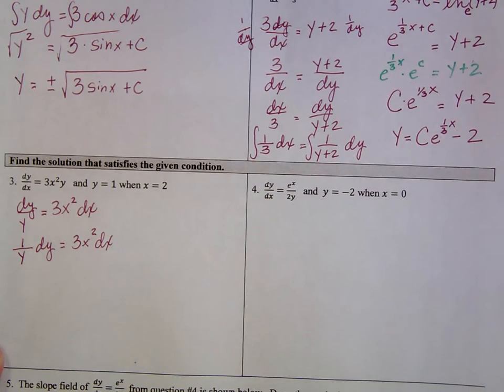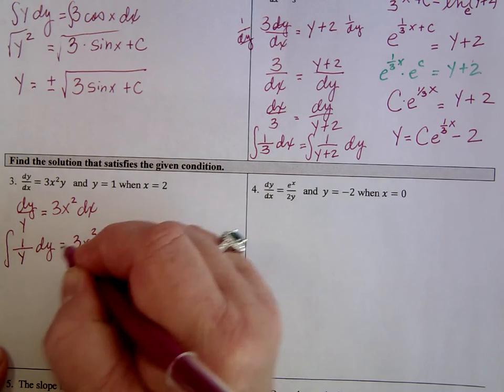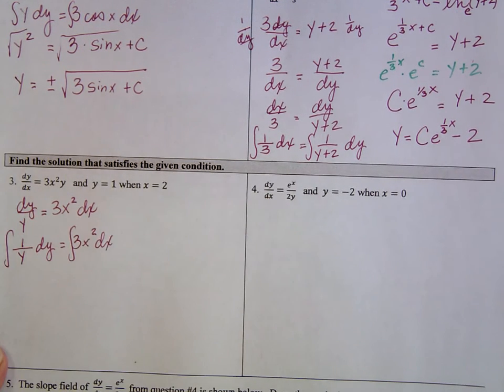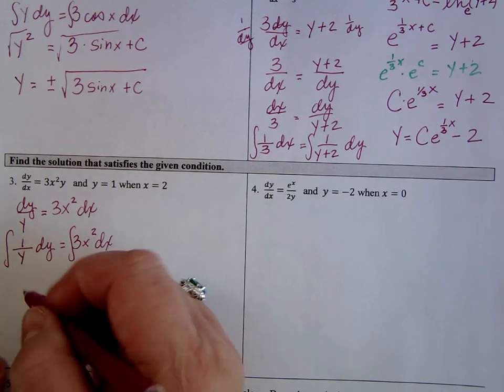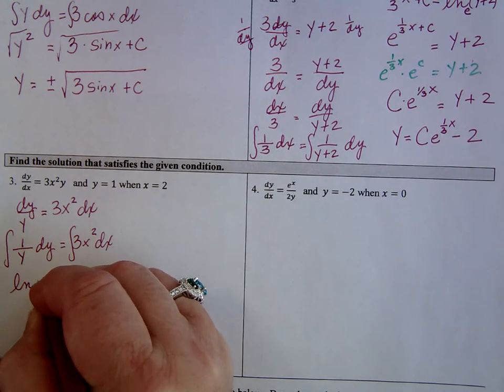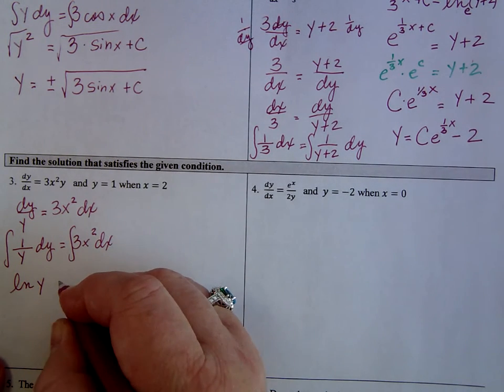All right, and if that's the case, now I'm ready to set it up so that I can take the integral, and I'm going to integrate this side, and I'm going to integrate this side, the left with respect to y, the right with respect to x. And so if I look at this, 1 over y, we know what that is. A 1 over something is an ln. So this one's the ln of y, and then equals.